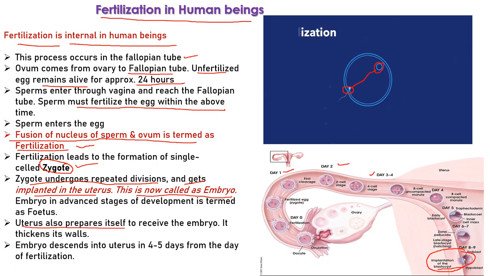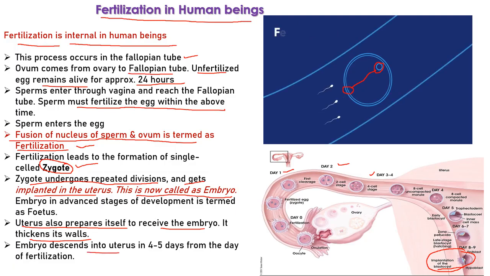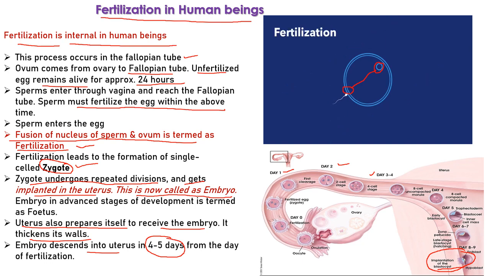The uterus also prepares itself to receive the embryo. How does the uterus prepare itself? The walls of the uterus get thickened and there is a lot of blood supply, because the new blastocyst or embryo needs a lot of nutrition, as there is rapid cell division. The embryo descends into the uterus in 4 to 5 days, or let's say within 1 week after fertilization, and it gets embedded in the uterus.